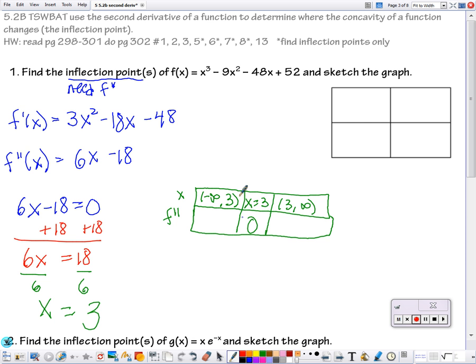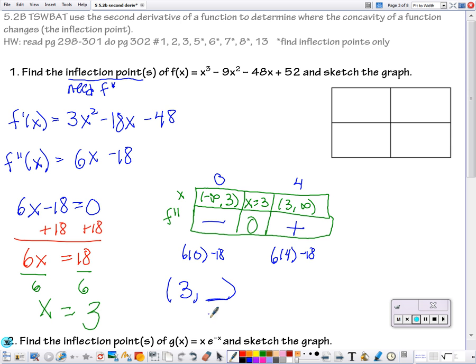So pick a number, any number less than 3. Let's choose a nice one of 0. If we plug 0 into the second derivative, or here, if we do f double prime of 0, that's going to be 6 times 0 minus 18. That's a negative number. Negative. Now let's pick a number more than 3. So let's pick 4. When we plug that into the second derivative, 6 times 4 minus 18, that's going to be positive. So we change from concave down to concave up. So x equals 3 is the x coordinate of the inflection point. So when it says find the inflection point, we found the x coordinate, 3.